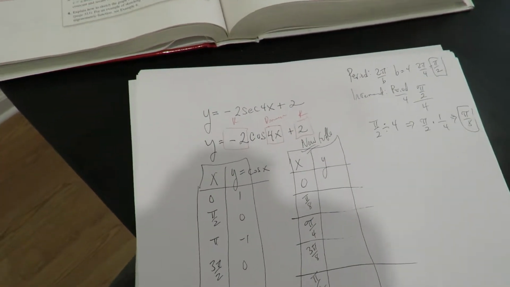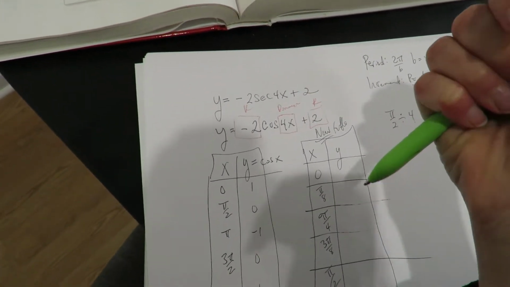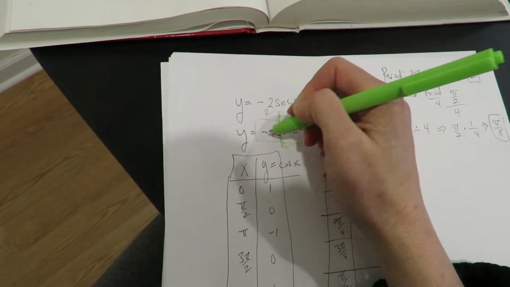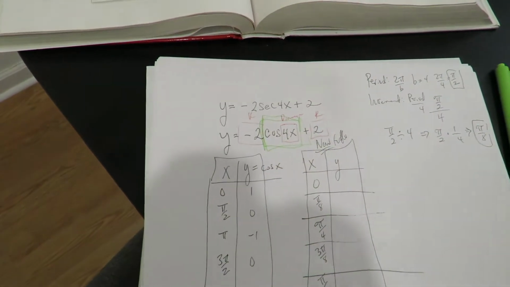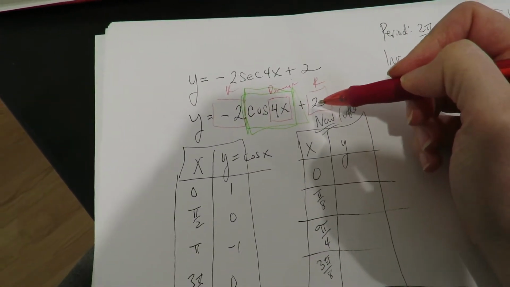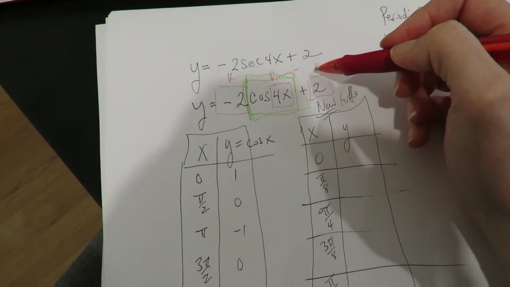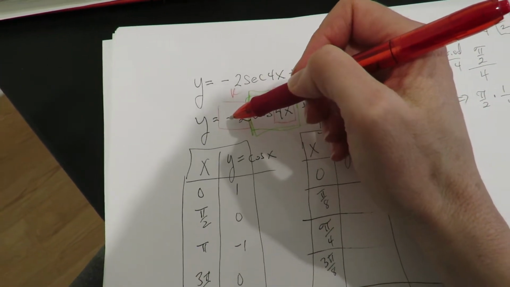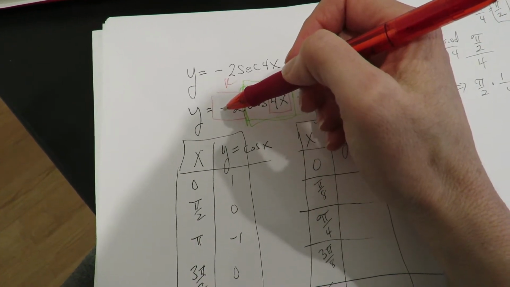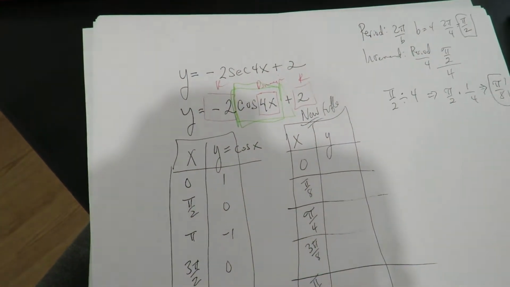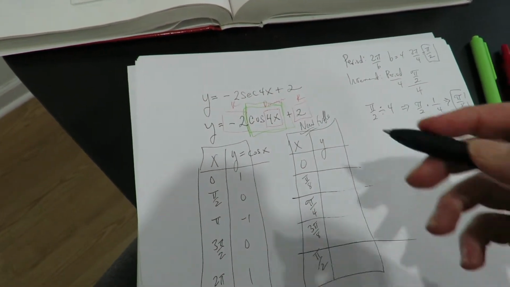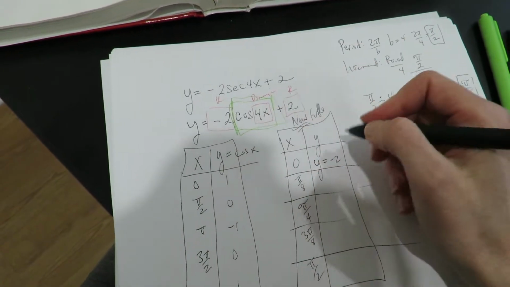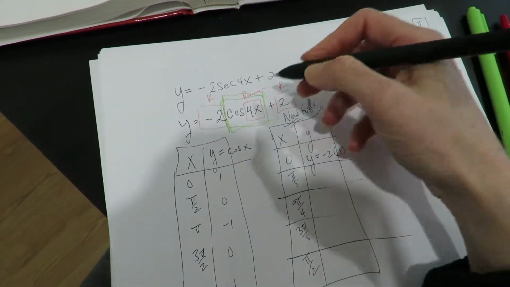So whatever comes out of the cosine function is going to be multiplied by -2 and added to 2. So what's happening is the output values are shifted up 2 units, the amplitude is pulled up 2, down 2, and the graph is being reflected over the x-axis. So it's a lot of stuff. So here we go. Y is going to equal -2 times the output of the cosine value plus 2.